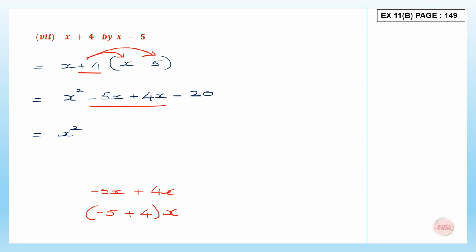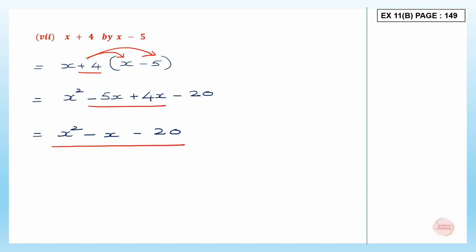So here signs are different. Remember, this part is not multiplication. So minus 5 plus 4. Okay, when signs are different, put the sign of the bigger number and subtract. 5 minus 4 is 1. Minus 1x, or you can simply write minus x. And what is left is minus 20. So what is our final answer? X square minus x minus 20.